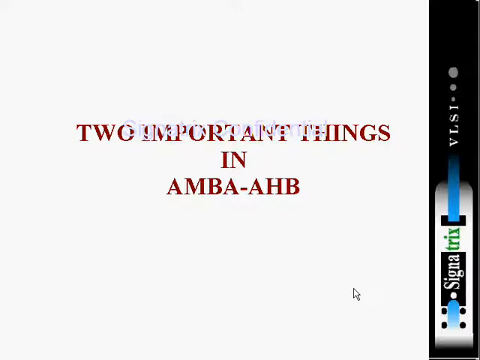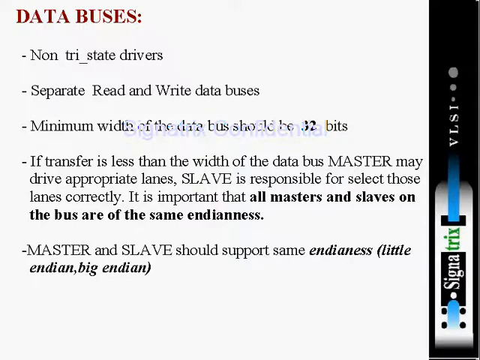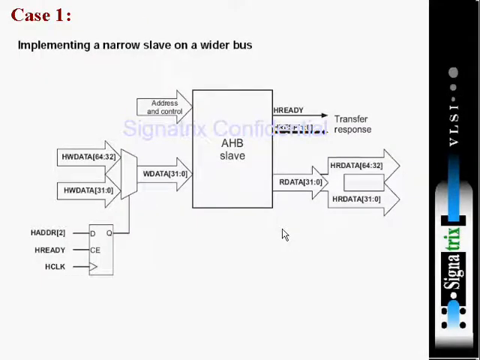So the next topic we are going to see in AMBA AHB bus is two important things in AMBA AHB bus. This is somewhat related to the data bus. We know that in AMBA AHB we have two separate data buses. One output, we are showing two arrows, 0 to 31 and 64 to 32.